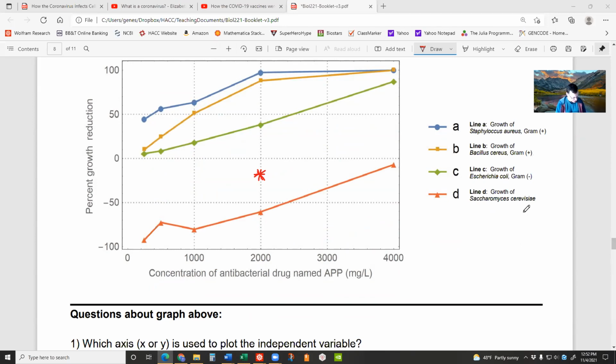Okay. Question 8. Which concentration of APP reduced the growth of E. coli by 65%? What did you put down for question 8?